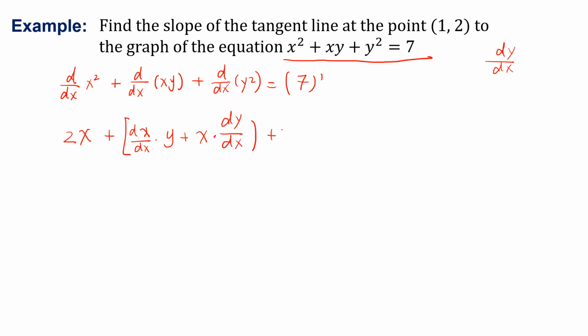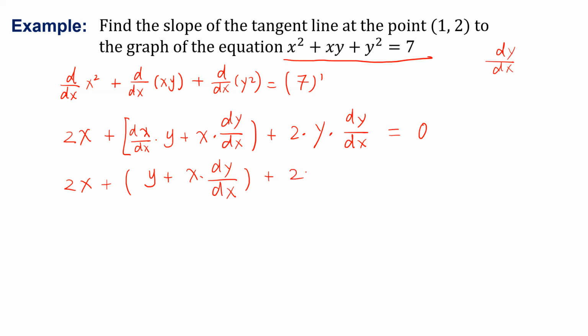So that equals the derivative of the outer function, which is y squared, with respect to y. So that is 2 times y. Then times the derivative of the inner function, which is dy by dx, right? Which equals 0. And this gives us 2x plus dx by dx is of course 1, right? So that's y plus x times dy by dx, then plus 2y times dy by dx, which is 0, right?